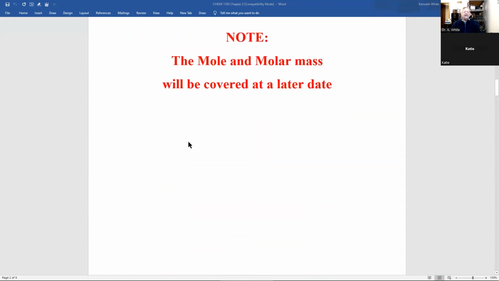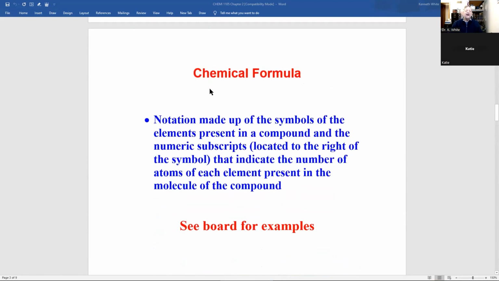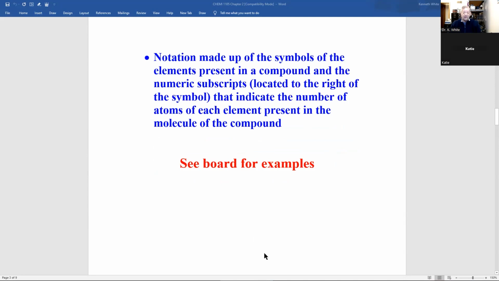All right. Now, in the chapter, they talk about mole and molar mass. We'll do that later when it makes sense to cover that. Now, one of the things we'll be using a lot in this class is a chemical formula. What is a chemical formula? I'll never ask on a test, what's a chemical formula? But I will show you what I will ask. A chemical formula is the notation made up of the chemical symbols of the elements present in a compound. Numeric subscripts, that means below, located to the right, indicate the number of atoms of each element present in the molecule.